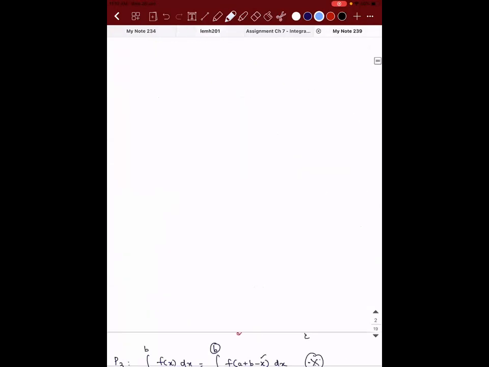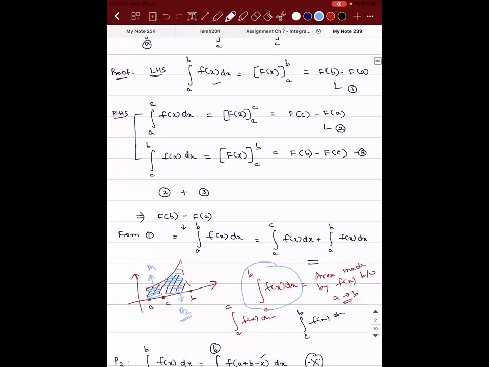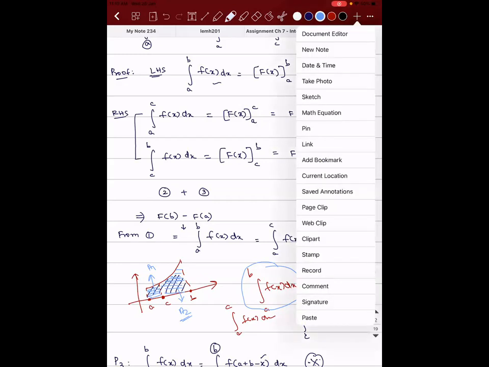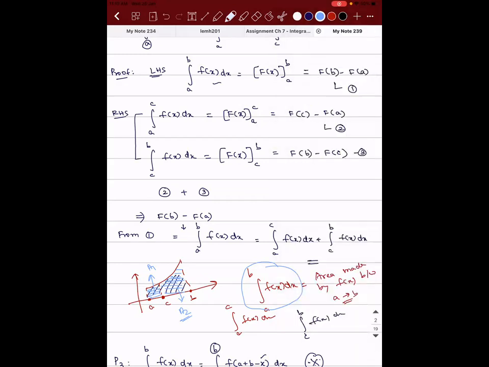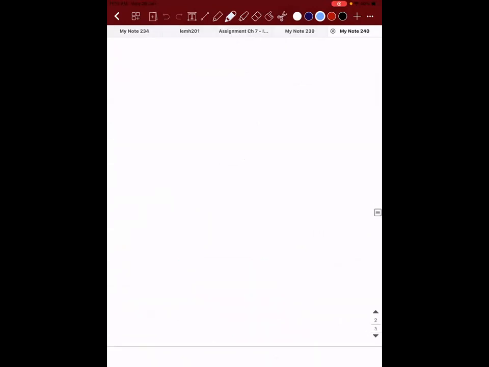Sir, in the same property, are we splitting the limits? Like from A to B, splitting as A to C and C to B, sir? Yes. You asked, why should we split it, sir? Can't we not just use it directly? You can do it. I'm still saying you can do it by traditional methods.